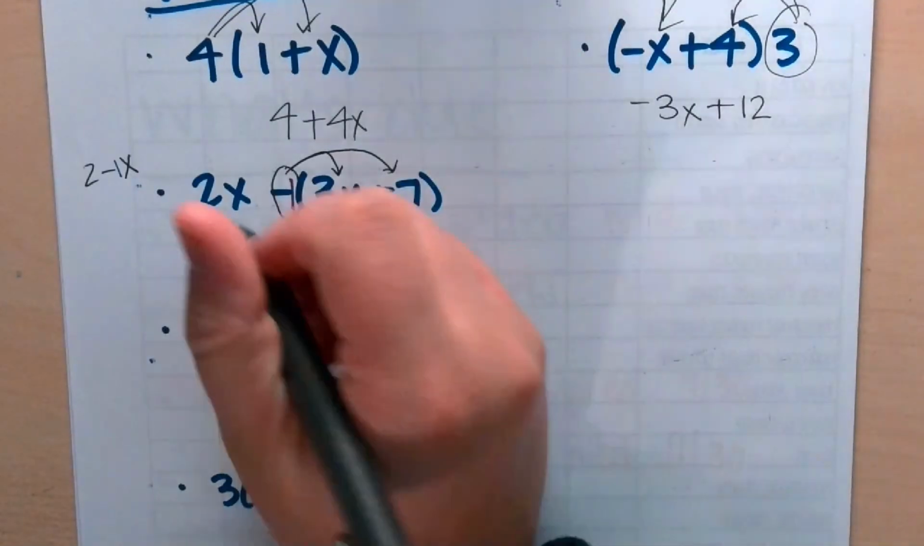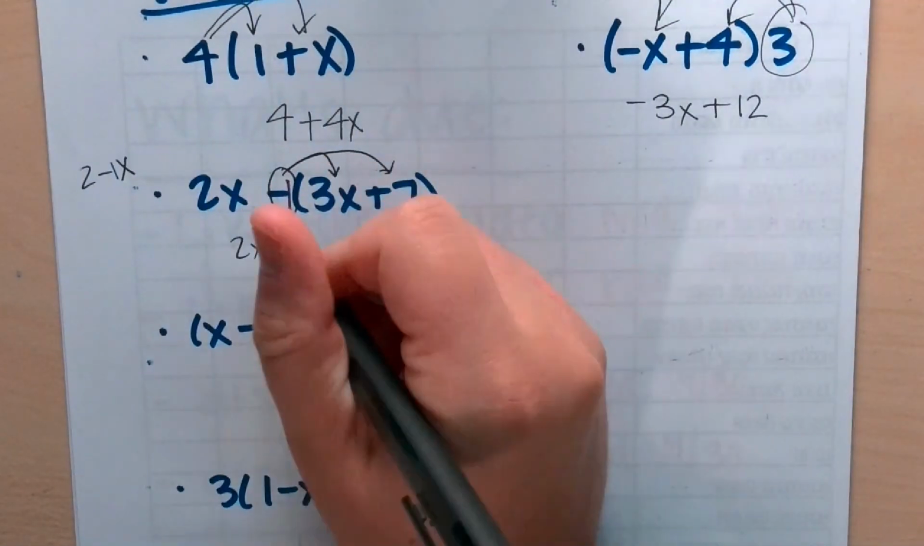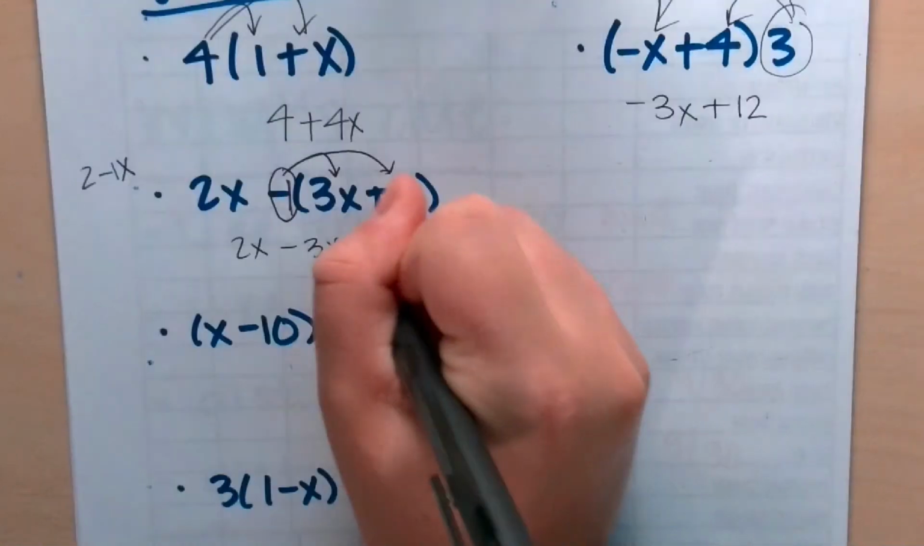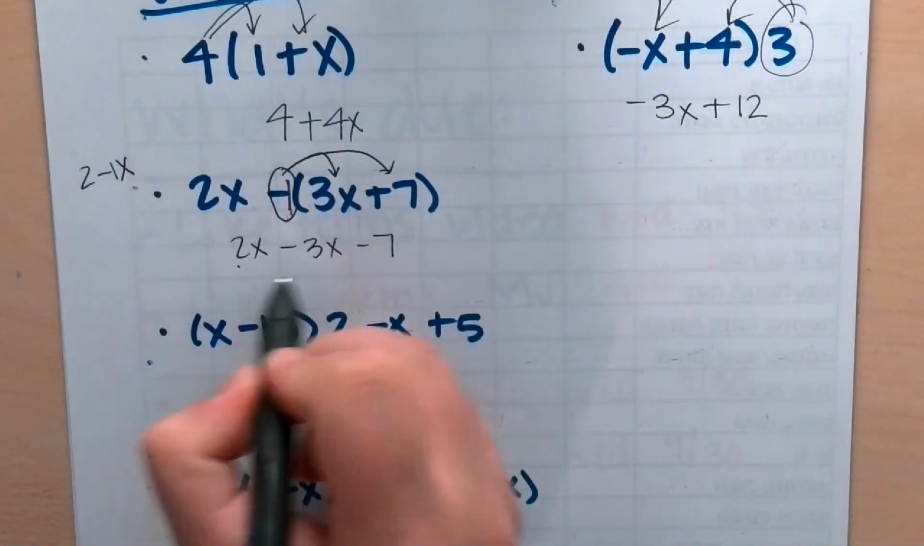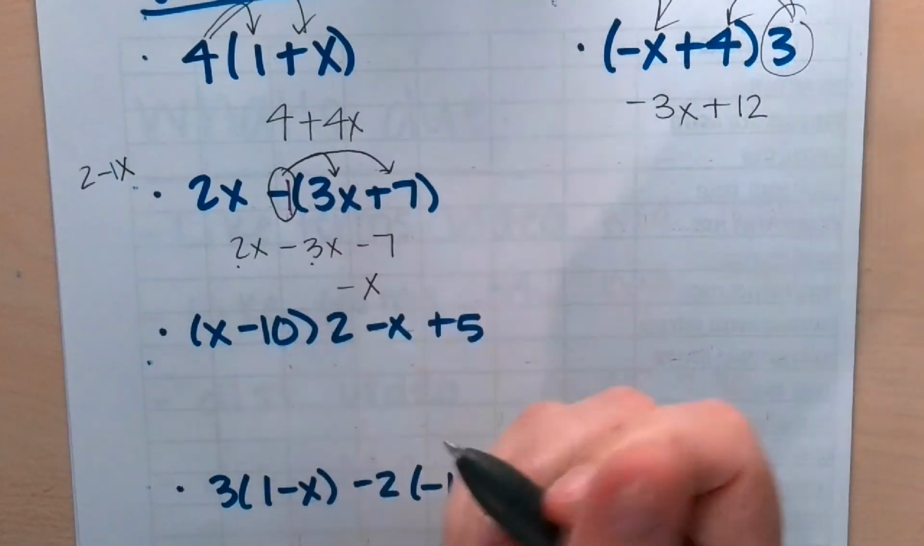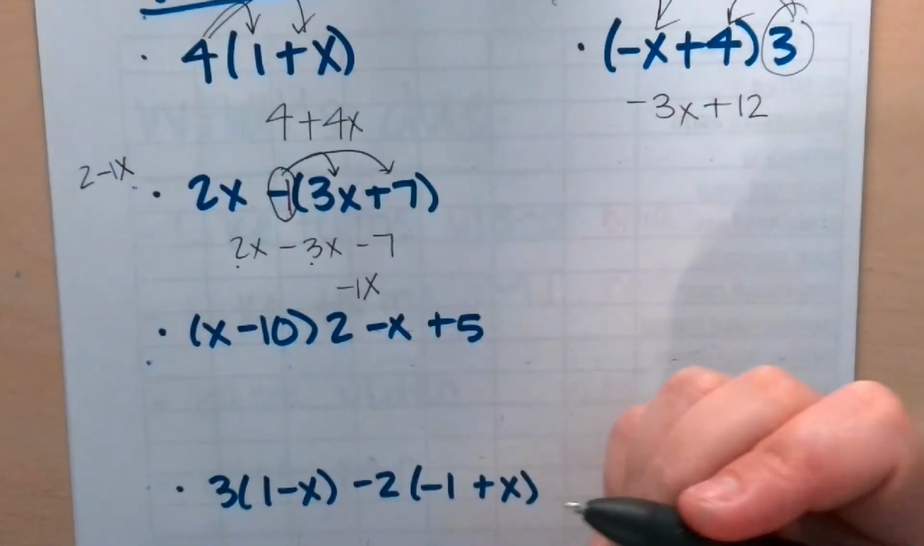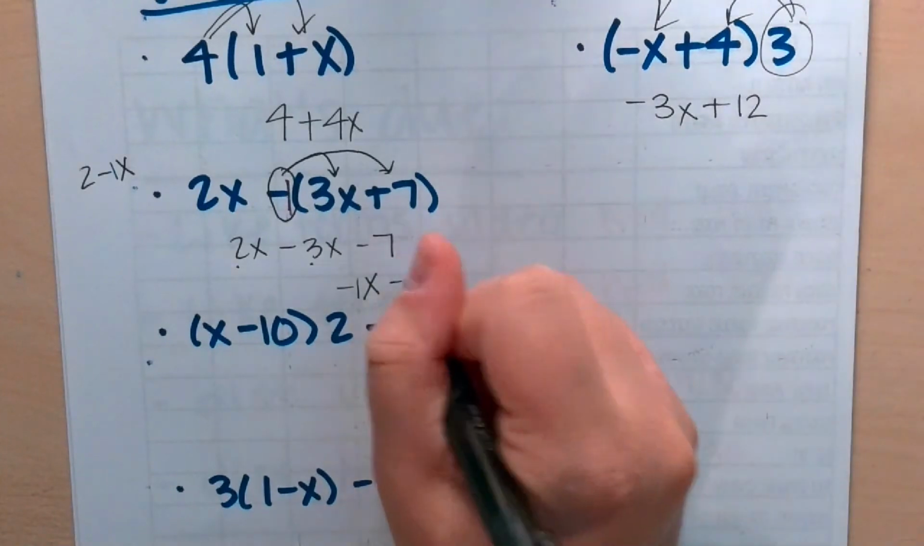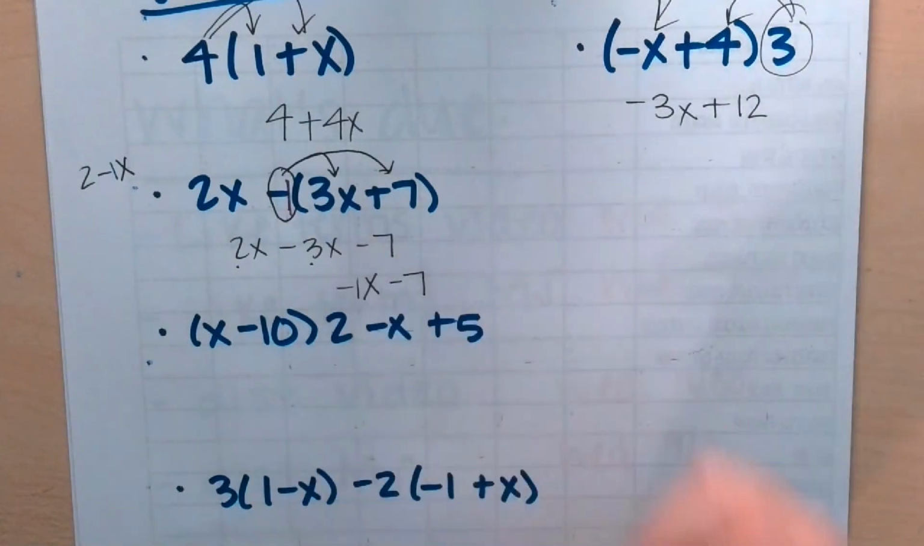Alright, so we're going to go ahead and distribute our negative 1. So that gives us a minus 3x minus 7. 2 minus 3 leaves us with a negative 1x. You can write the 1 out front if you want, whatever. You don't have to have it. And then minus the 7.